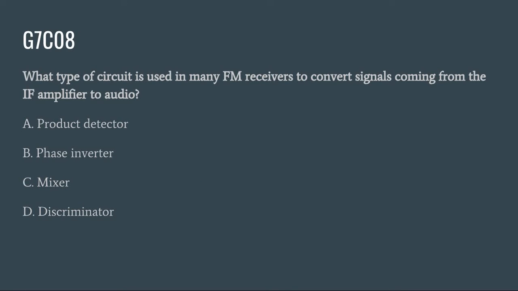G7C08. What type of circuit is used in many FM receivers to convert signals coming from the IF amplifier to audio? A. Product detector. B. Phase inverter. C. Mixer. Or D. Discriminator. Correct answer here, D. Discriminator.